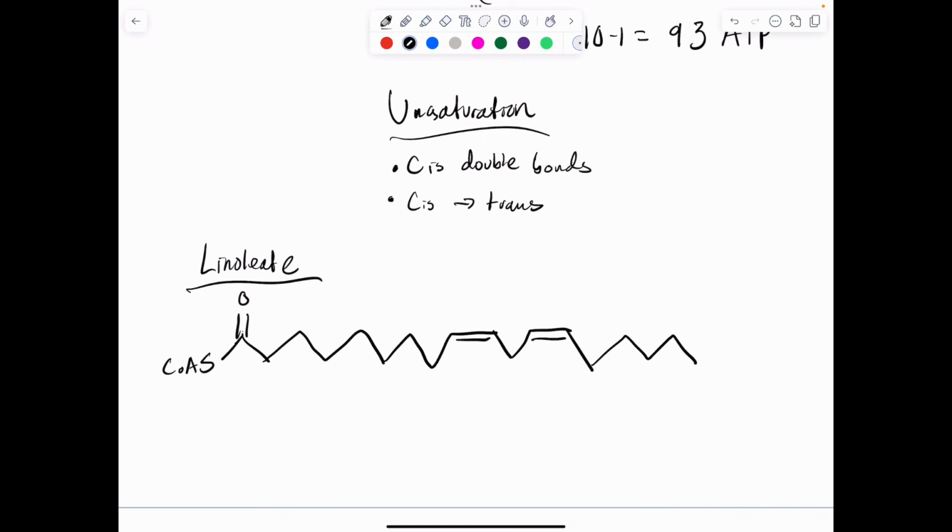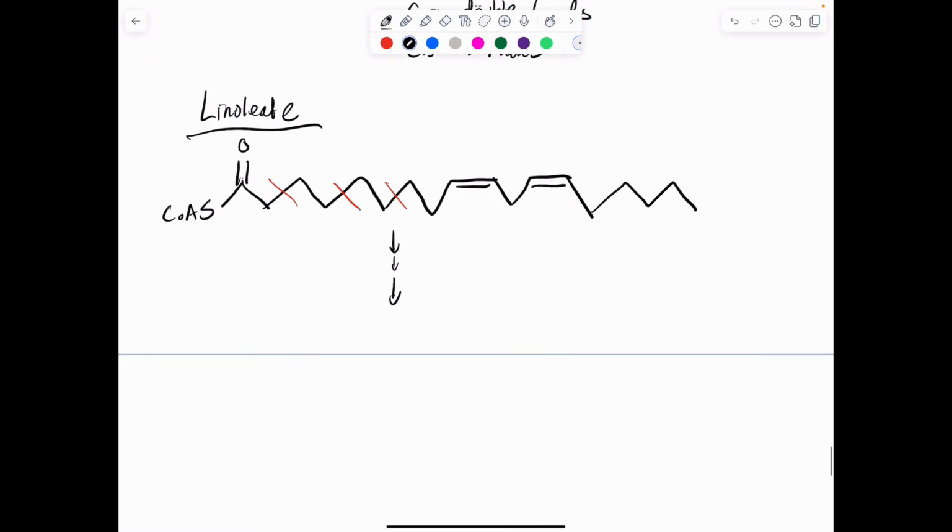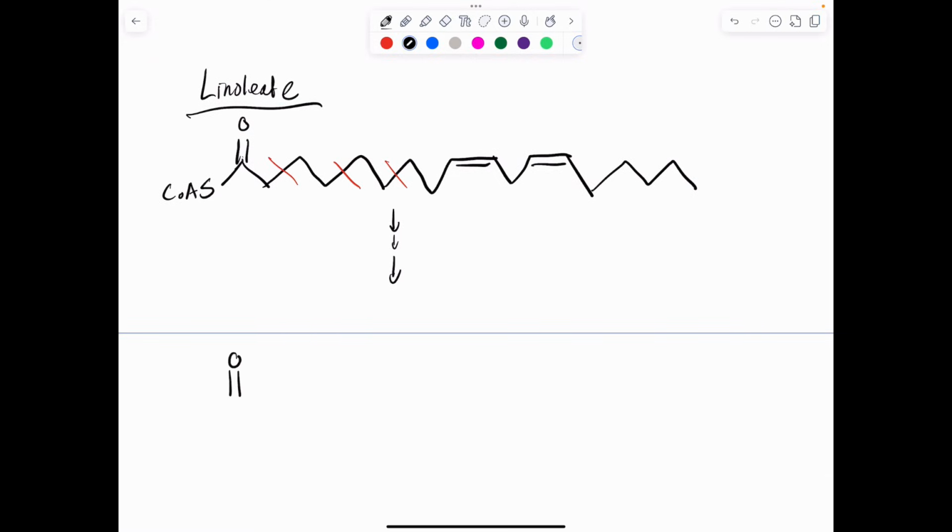And linoleate will go through beta oxidation. As we saw before, the cleavage will be at these sites, and it's going to be just the same as it has been for our saturated fatty acids. But right when it hits this bond, I'm going to now draw it after these 3 rounds of beta oxidation. It's now going to look like this. We cannot go through beta oxidation when our fatty acid looks like this.